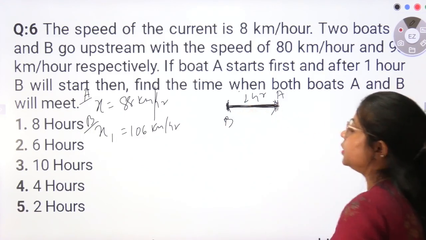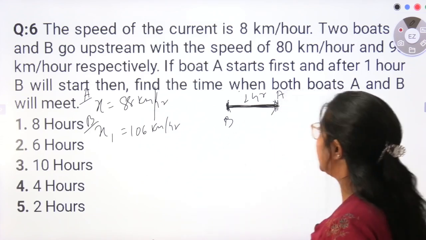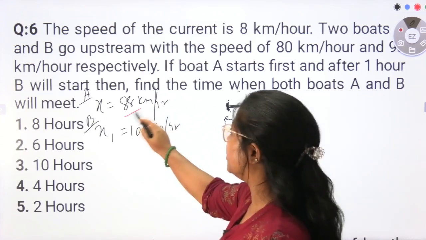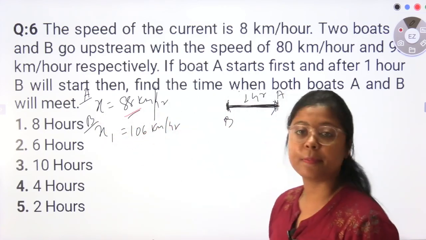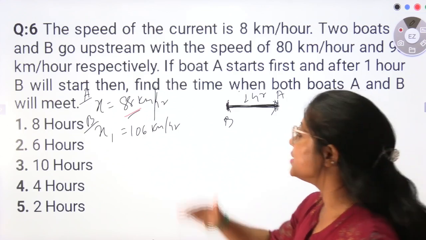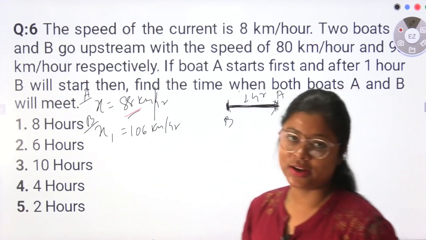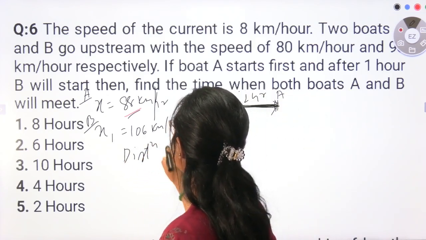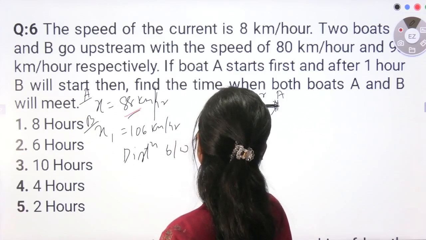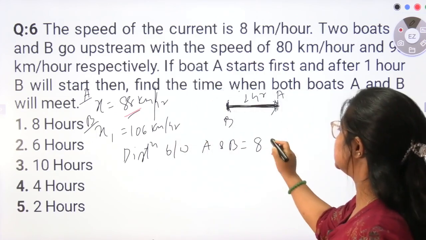So in 1 hour, how much distance has A traveled? A has traveled 88 km, because the speed of boat A is 88 km per hour. That means in 1 hour A has already traveled 88 km. So the distance between A and B would be 88 km.